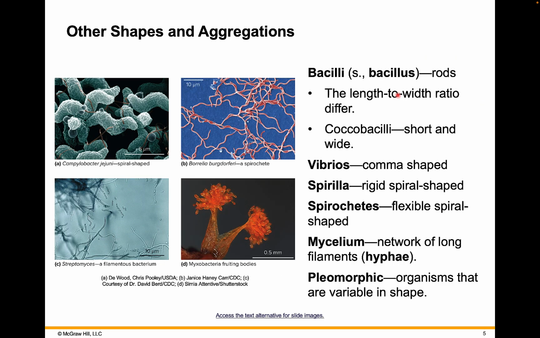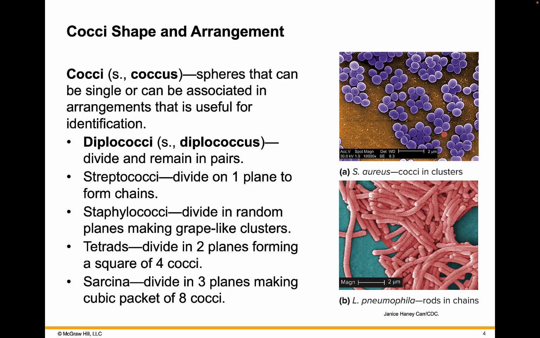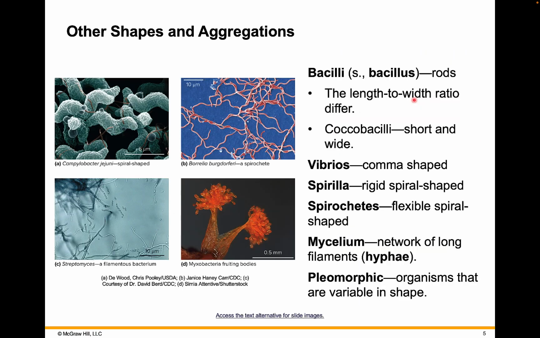Other than that, you have the bacilli, the rods, where the length to width ratio actually differs, whereas the coccobacilli are short and wide, just in between a round structure and a bacillus or rod-shaped structure. So those are called the coccobacilli. On the other hand, other shapes are also found. The vibrios are comma-shaped, whereas the spirilla have a rigid shape structure.